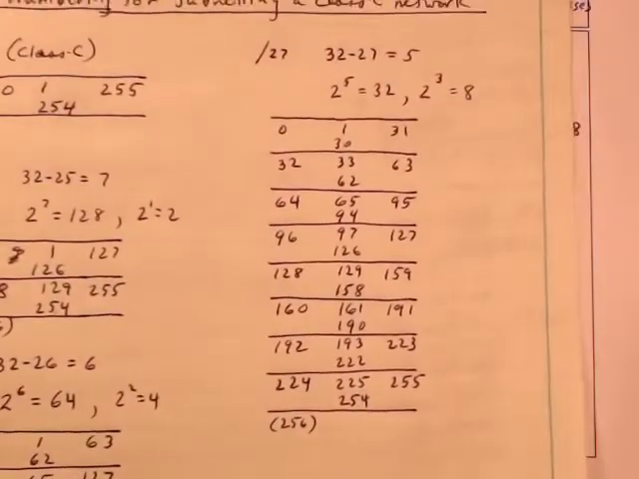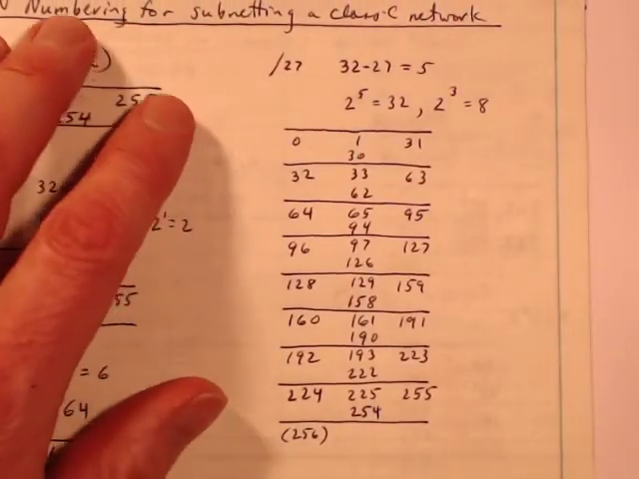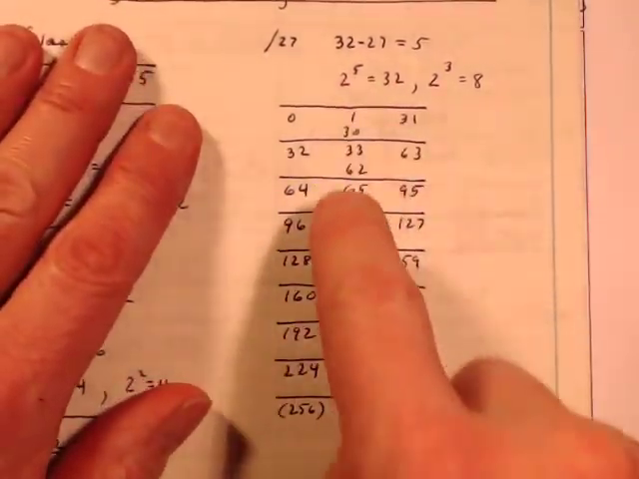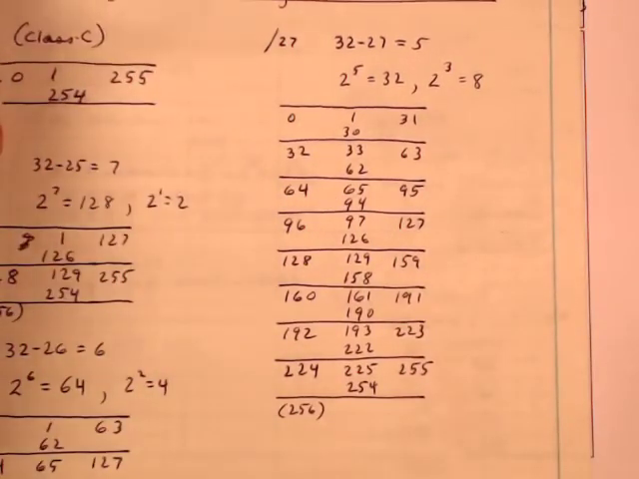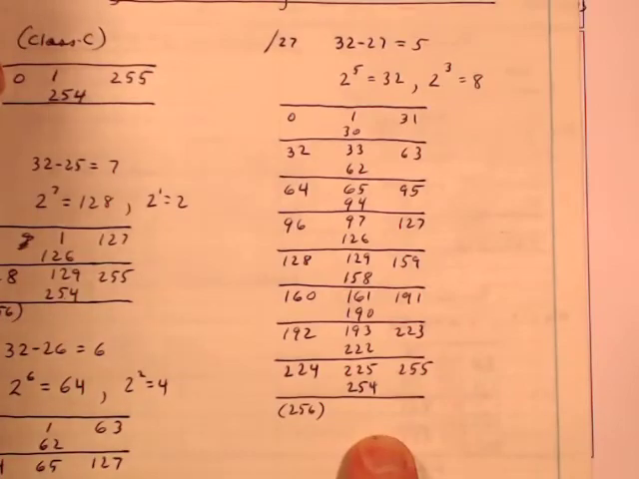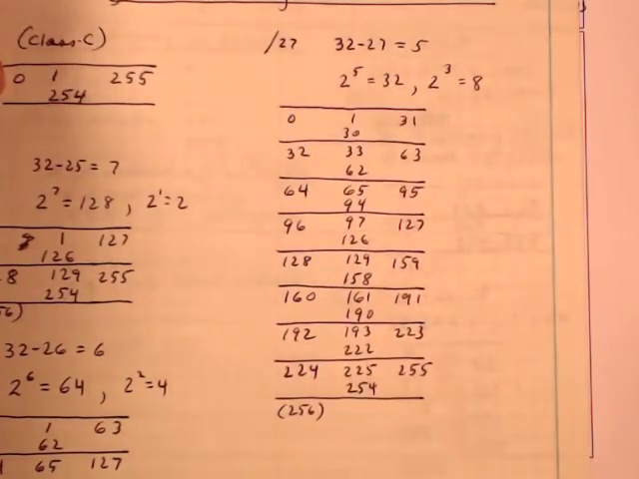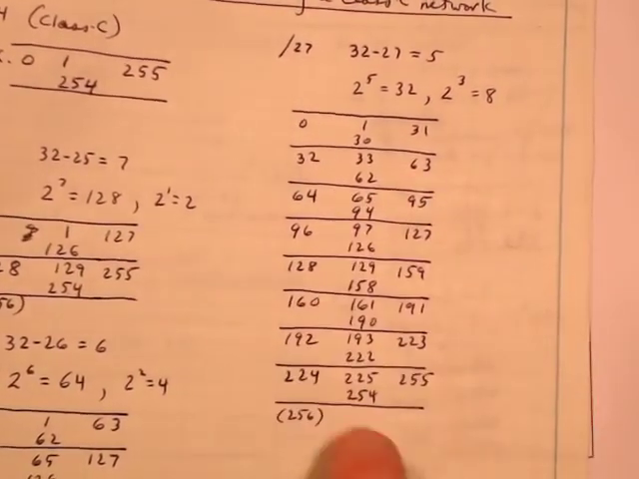Let's see, a /27 looks something like this. You're counting by 32s in a /27. In a /28, you're counting by 16s. And so it's a big, tall chart, but pretty straightforward to do.